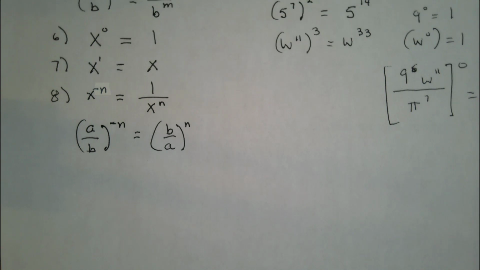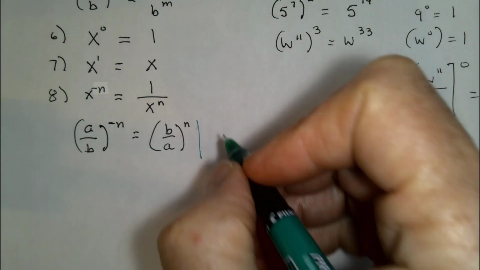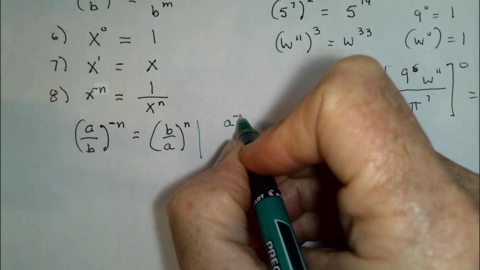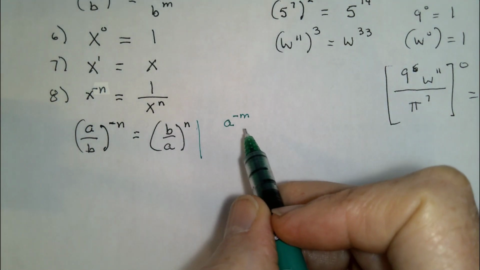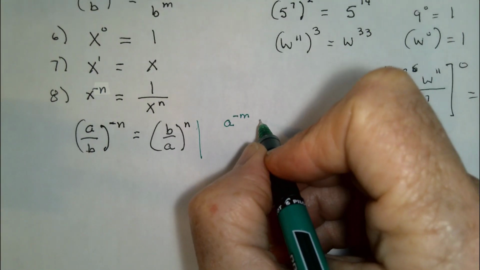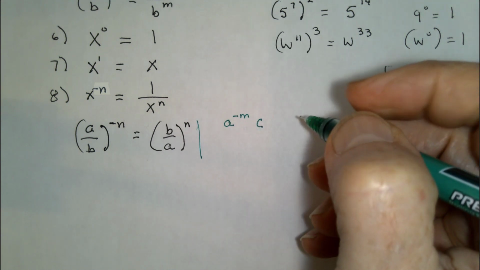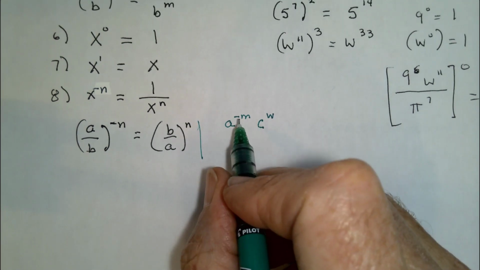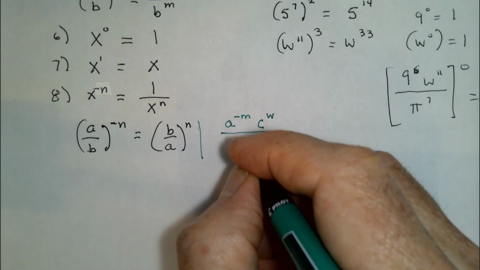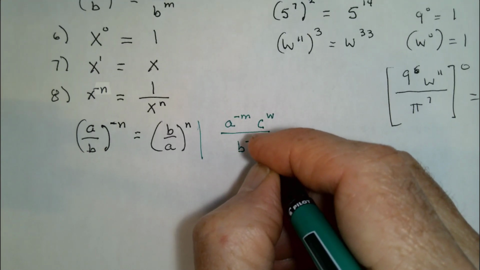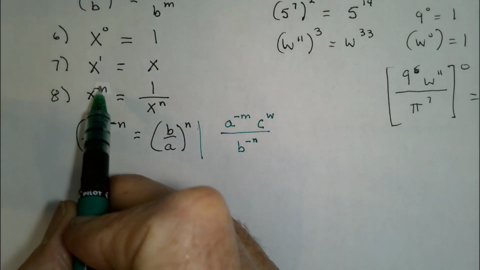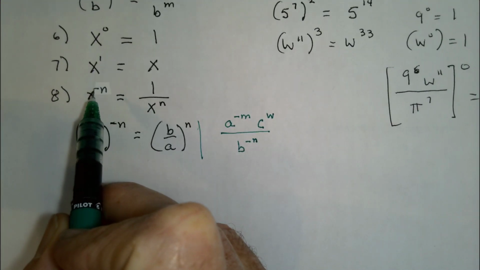So one more cousin to this. I'll change colors so you can see it a little better. It's related to all these negative powers. Now I'm going to make one that's more complicated. Let's say we have a to the negative m. So this time it's m, not n. And c to the positive w. We're assuming these are positive exponents, negative exponent, over b to the negative n. So all of them have different exponents: m's, w's, and n's.